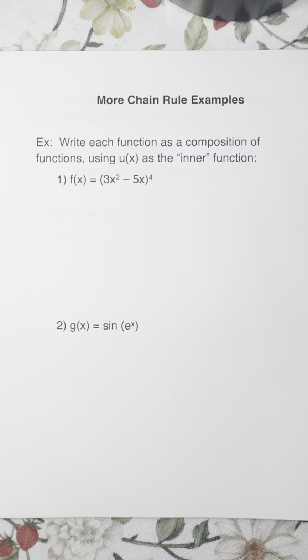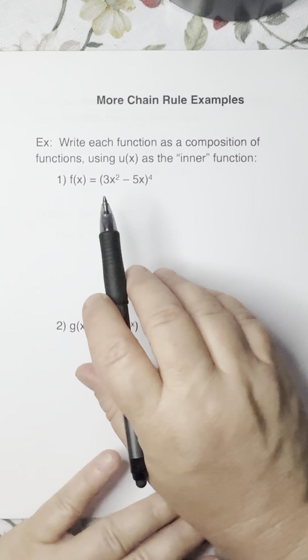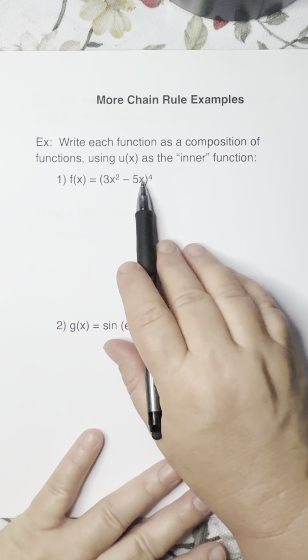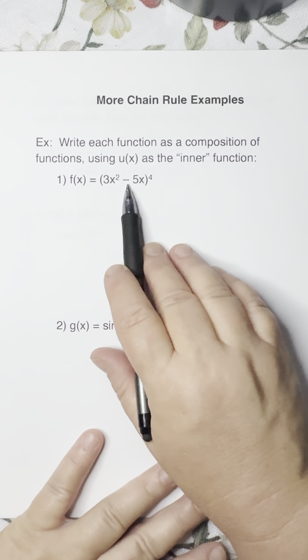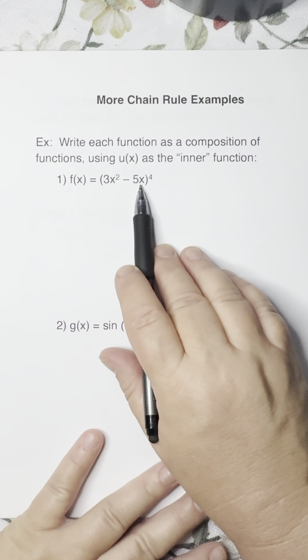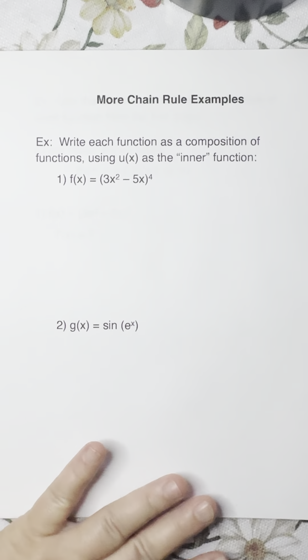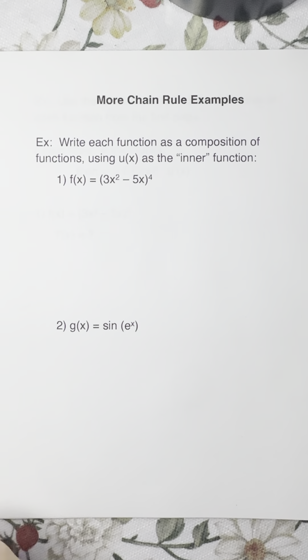I'm going to remind you that generally speaking, mathematicians name things the way they look, the way they are. And so when we say outside and inside, we really mean outside and inside. So for example, if I've got this set of parentheses with a 4 exponent on the outside and 3x squared minus 5x on the inside, literally the outside and the inside just look like that.